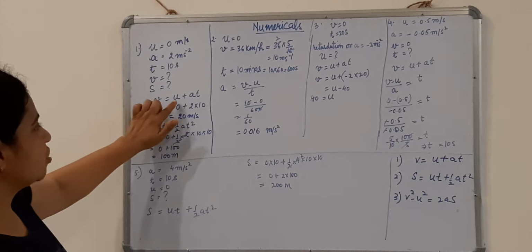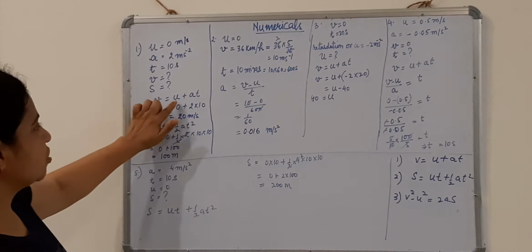So I have used here the second equation, that is s is equal to ut plus half of at square. S I need to find out. U I know was 0. T was 10 plus half. A, the value of a is 2. T square, the value of t is 10. T square means 10 square, 10 into 10. So 0 into 10 is 0. 2 and 2 cancel. 10 into 10, 100. So I got the answer here: 100 meter.